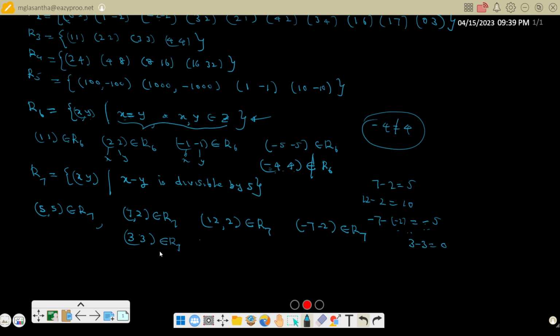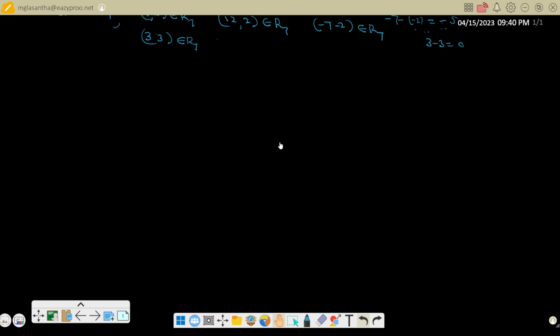Can you show that R6 and R7 are reflexive relations? R6 and R7 have the reflexive property. What is the reflexive property?